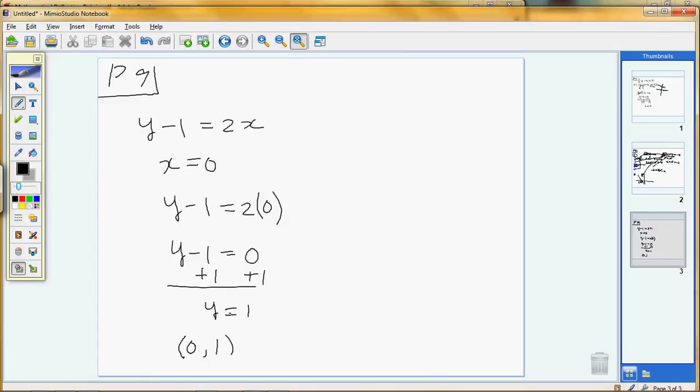Therefore, we know one of the points that will be on this line is 0, 1. So we have one point, which is 0 and 1 right there. So the line will hit that point. We need another point to make a straight line. So let's choose x. Let's say x equals, I don't know, 3. It can be a random number, but don't make it big. y minus 1 equals 2 times 3 this time, because we just chose x equals 3. You can choose whatever number you want.